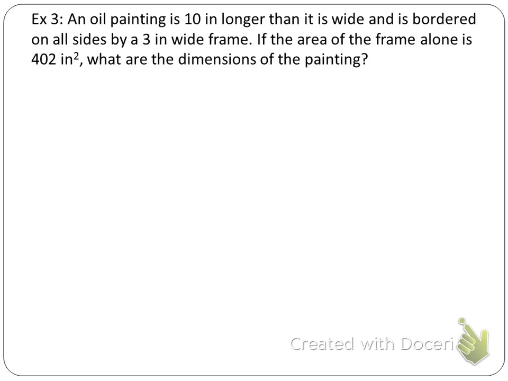An oil painting is 10 inches longer than it is wide. Okay, so if we have the width, the length would be W plus 10. Right now I'm just thinking out loud, trying to get some ideas. Its border on all sides is 3 inches. So then that would be a frame that's 3 inches on all sides. Okay, so you have like 3, 3, 3, and 3 on all sides. The area of the frame. Okay, all right, I think I have a plan.